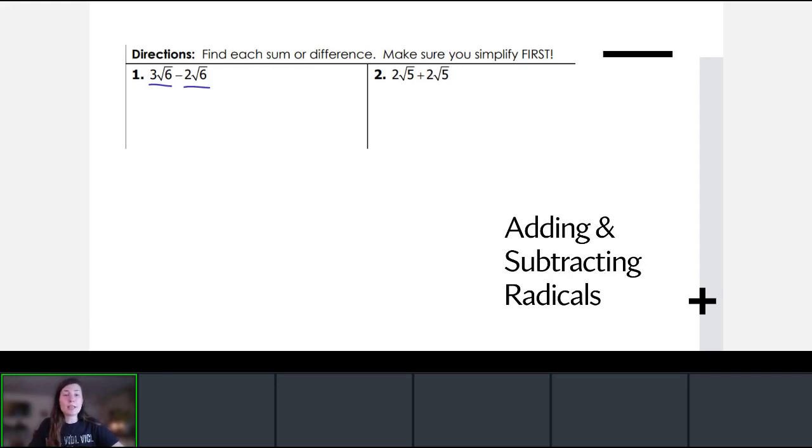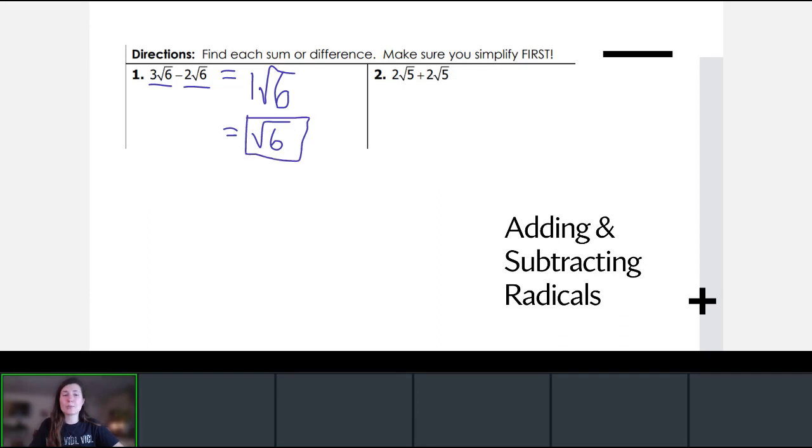So we have 3 root 6s minus 2 root 6s. That means we're left with 1 root 6 remaining. We, of course, do not need that 1 out front, so we can simply write this answer as the square root of 6. All done.